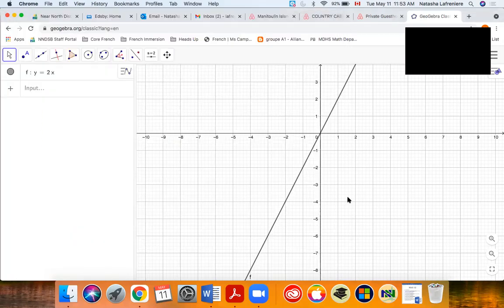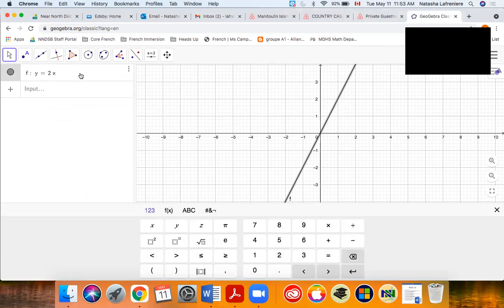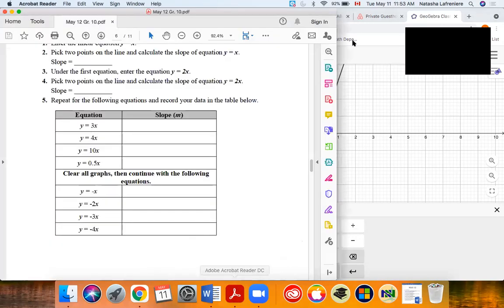So we're going to try with 3x now. Okay, so we're using these 2 points. So our rise is going to be 1, 2, 3. Our run is going to be 1. So I'm going to write these ones down. Okay, so for this one, our slope is 3.